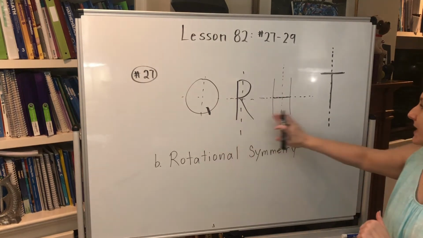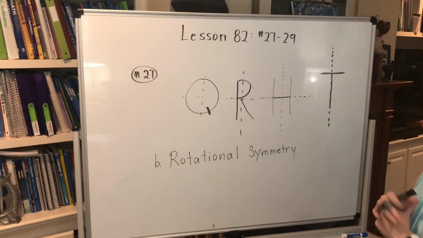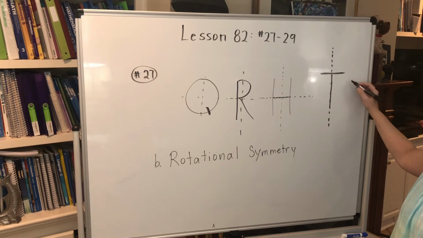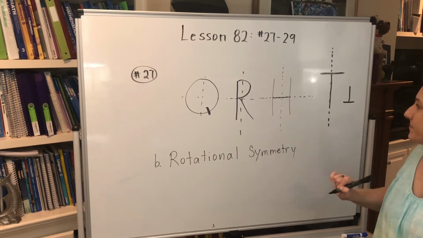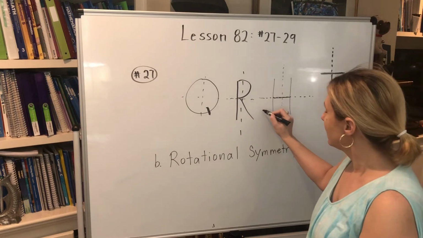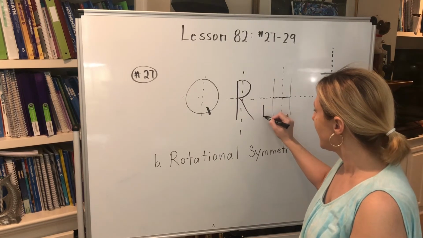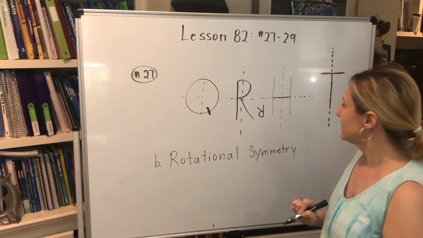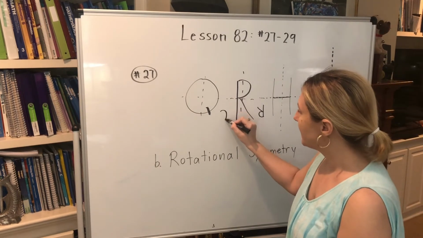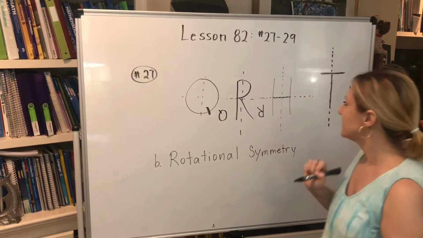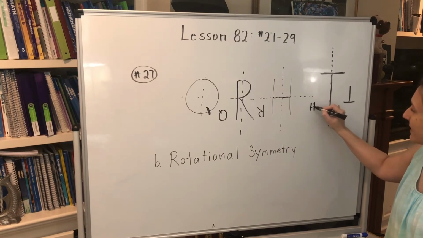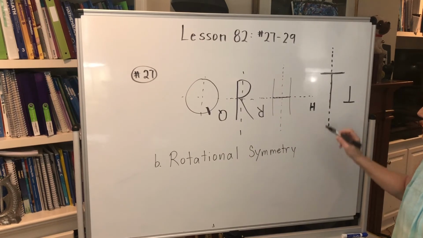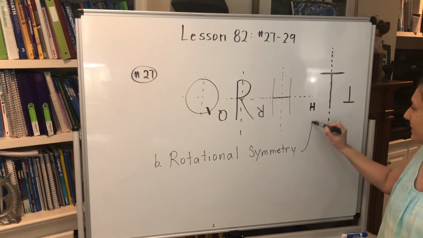Okay, which one of these letters, if we turned it upside down, would look exactly the same? Not T, because it would look like this. Not R, because it would look like this. And not Q because it would look like this. But H will look exactly the same right side up as upside down. So the answer to B is H.